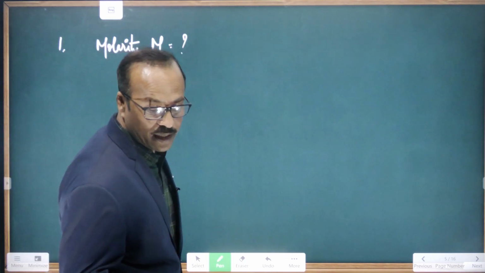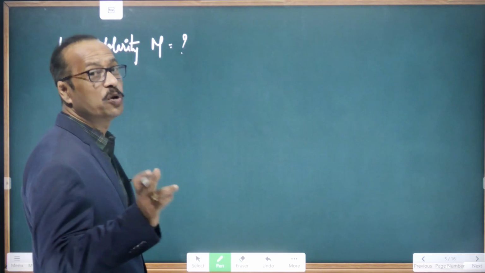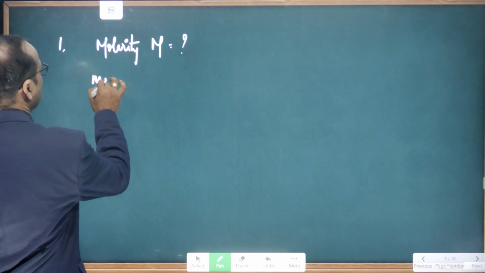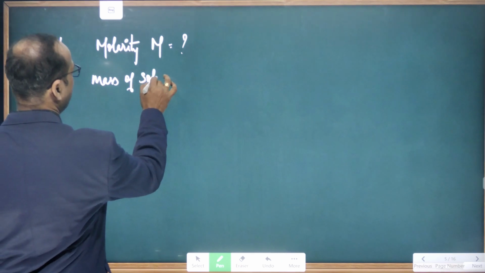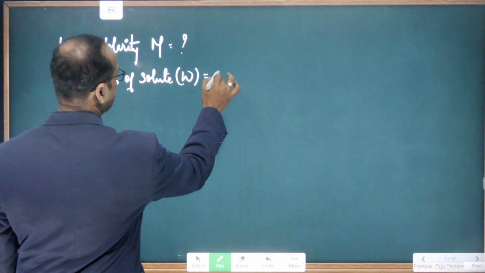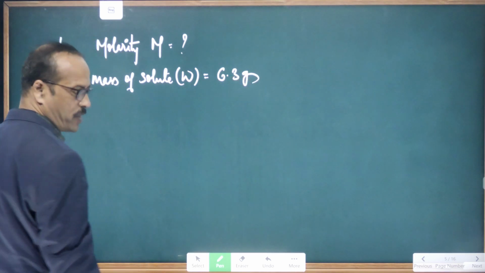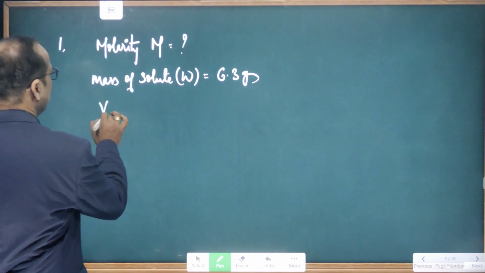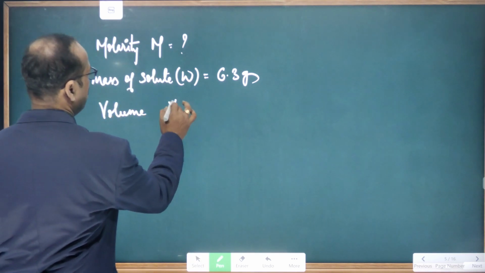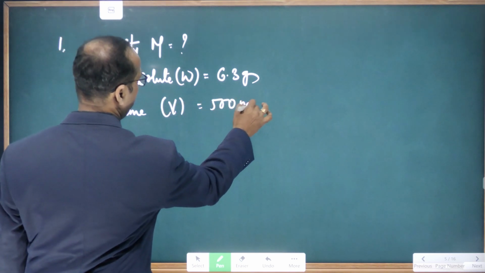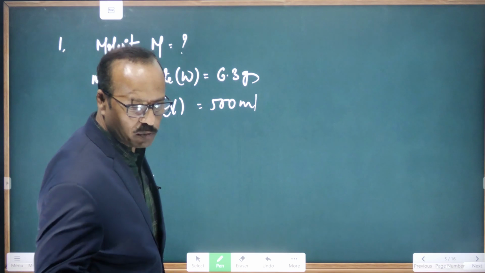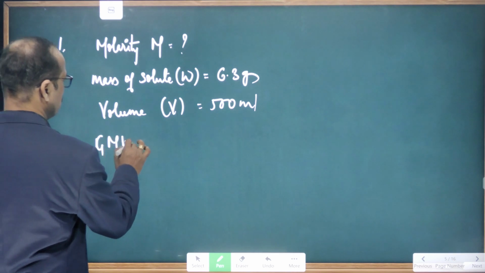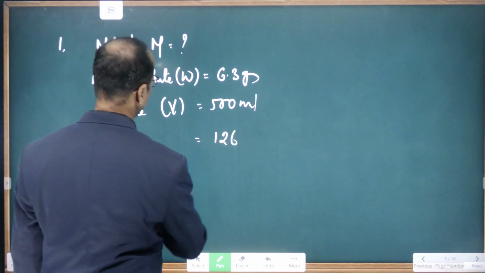Of what we have to calculate, of 6.3 grams of oxalic acid. So 6.3 grams means what? Mass. So we can write weight, mass of solute, that I'm representing with W is equal to 6.3 grams, right? Then, of oxalic acid present in 500 ml of solution. So volume is given: volume V is equal to 500 ml. The molecular weight of oxalic acid is also given, 126. Molecular weight means gram molecular weight, equal to 126, right.